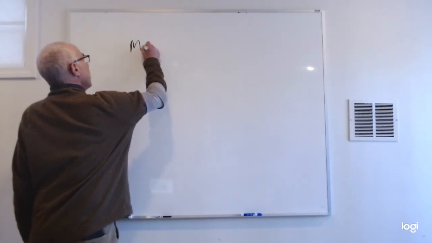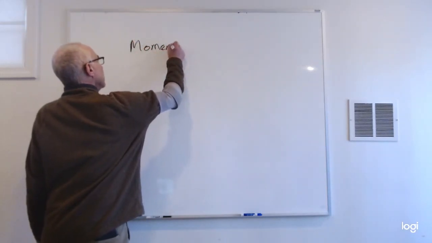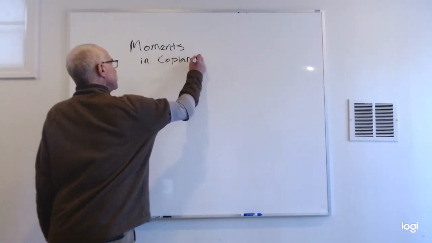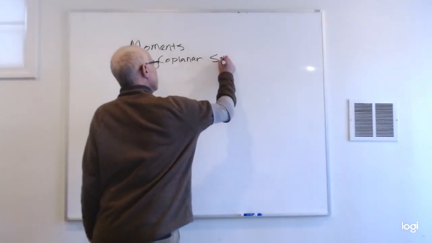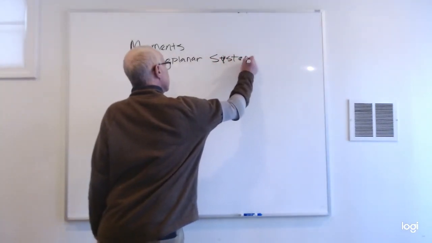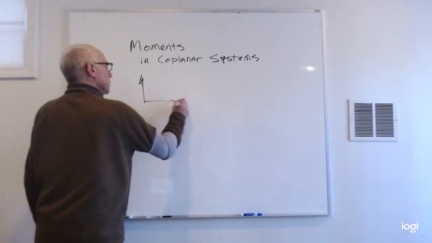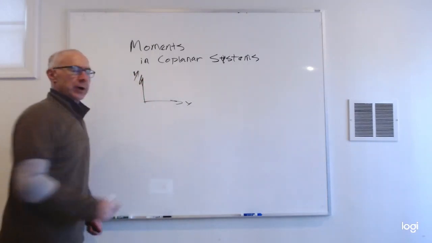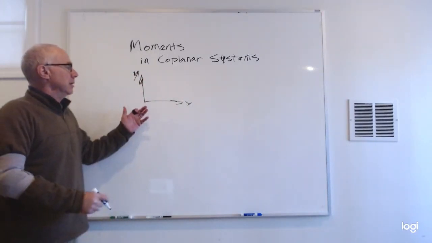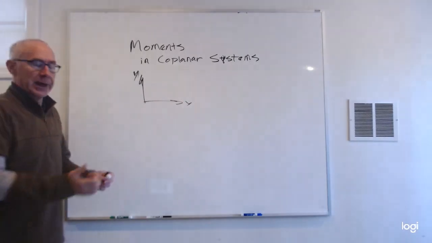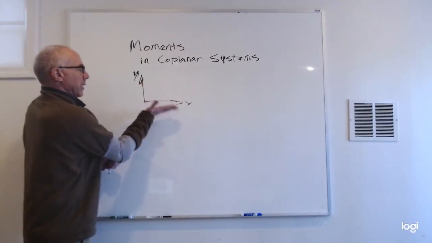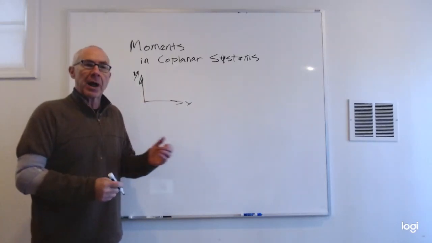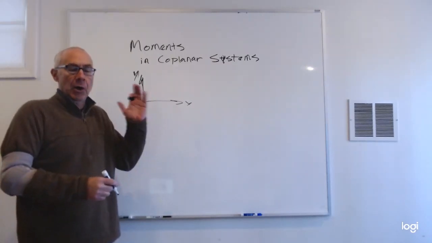Here's what we're going to do today: moments in coplanar systems. And remember, if we're in an XY system, then the Z is going to be coming out of the board. We can know that by the right-hand rule. You take your hand like this to go from X to Y, it means Z is coming out of the board. So a positive Z vector is coming out of the board.